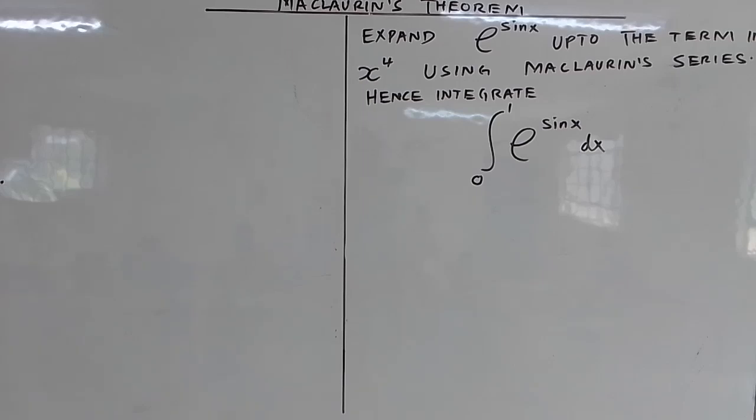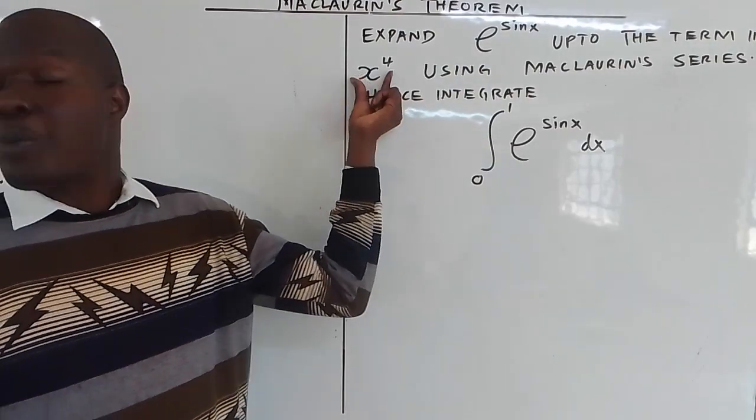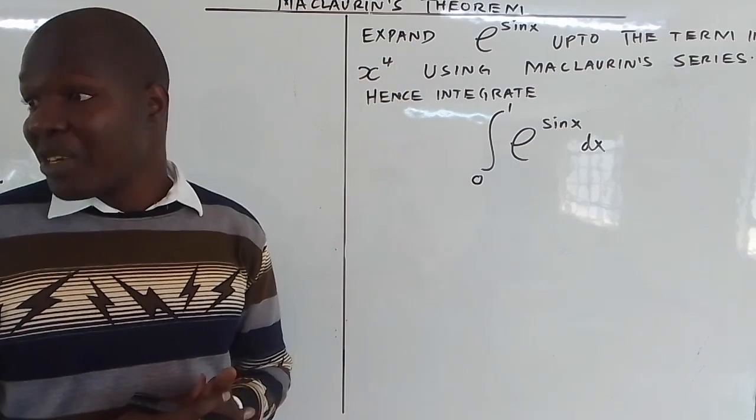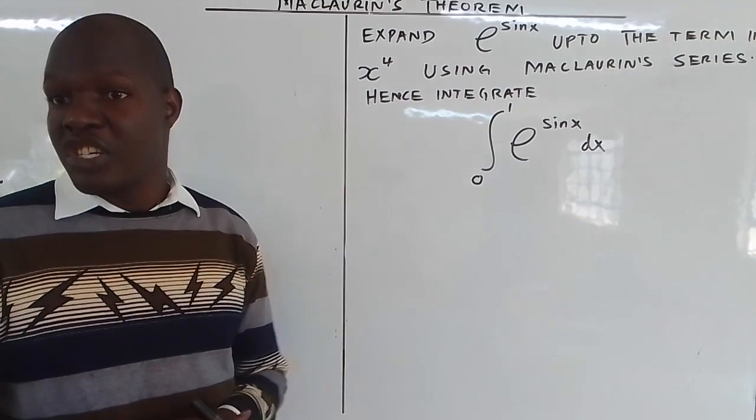Next example, expand exponential sine x up to the term in x raised to power 4 using Maclaurin series. Hence, integrate the integral from 0 to 1 of exponential sine x dx. For you to expand this function in Maclaurin series up to the term in x raised to power 4, meaning we are going to differentiate the function up to the fourth derivative. So that is where we start from before we write the Maclaurin series itself.